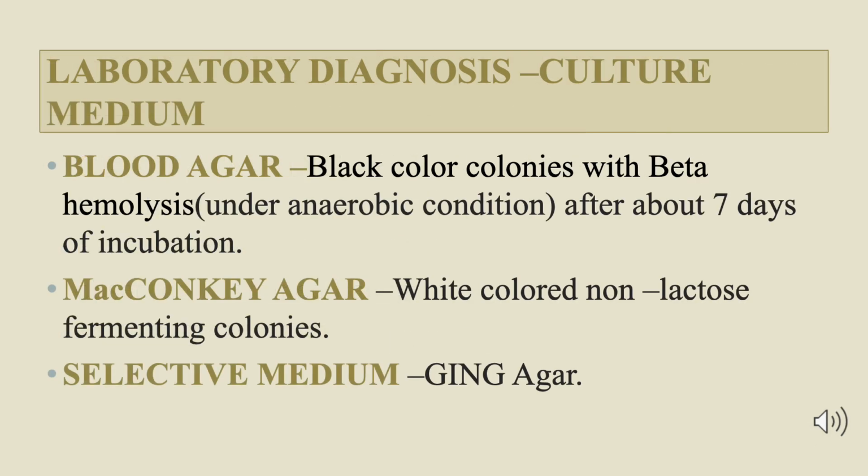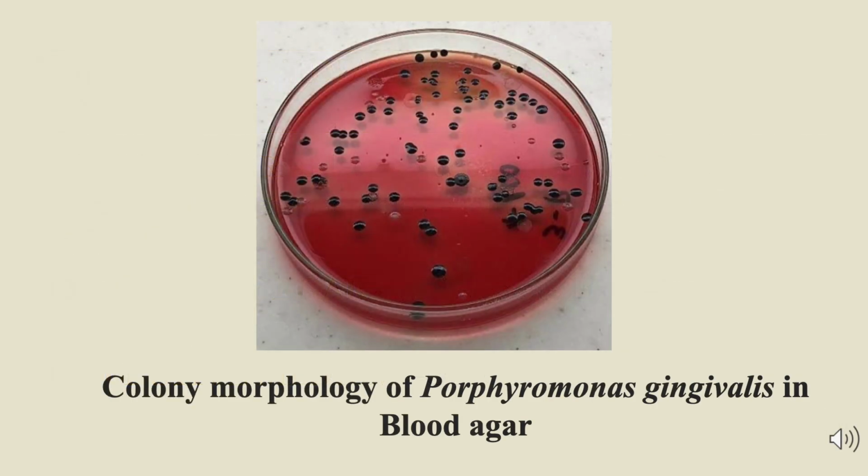Colony morphology of Porphyromonas gingivalis in blood agar shows black-colored colonies with beta hemolysis after about 7 days of incubation under anaerobic condition. In MacConkey agar, white-colored non-lactose fermenting colonies were observed. The selective medium for the growth of Porphyromonas gingivalis is Gingi agar. This picture shows the colony morphology of Porphyromonas gingivalis in blood agar forming black-colored colonies which act as major feature in identification.